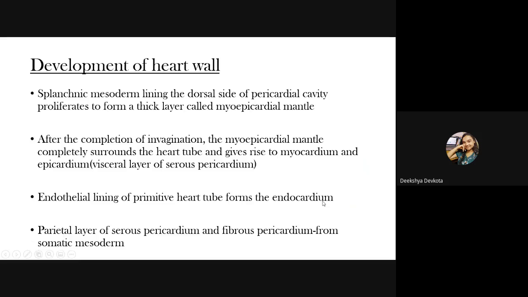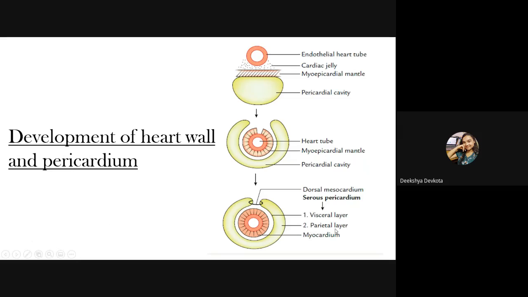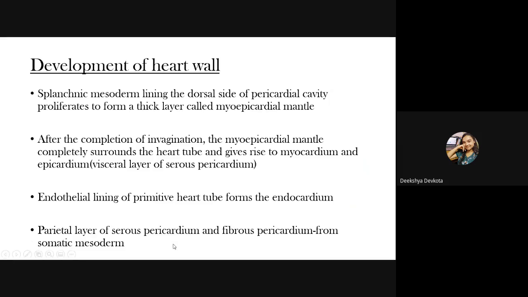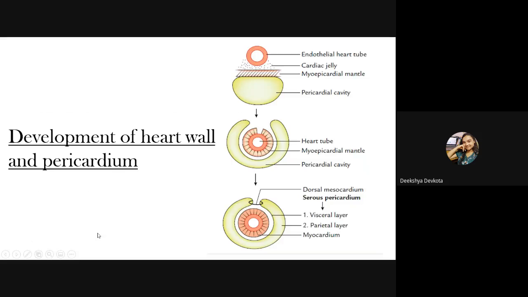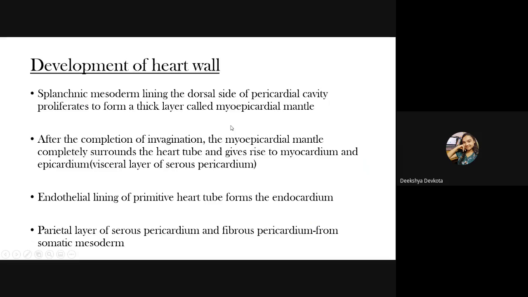And the parietal layer of the serous pericardium and the outermost fibrous pericardium, these two layers are formed by the somatic mesoderm of the lateral plate mesoderm. So somatic mesoderm forms the parietal layer of serous pericardium and outermost fibrous pericardium. I hope that's clear.